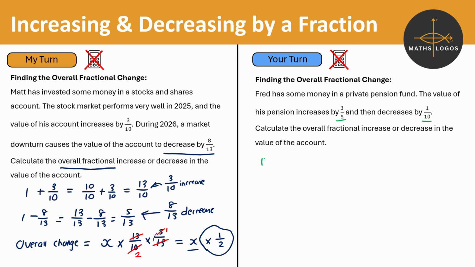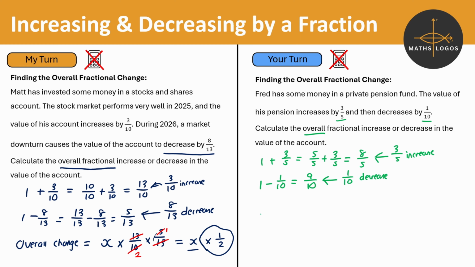Let's start off by looking at what fraction represents a 3/5 increase. So we start with 1, we add on 3/5. 1 is 5 over 5, adding on my 3/5. That gives me a fraction of 8/5. So this represents a 3/5 increase. It then decreases by 1/10. Let's work out what fraction that is represented by. So 1 subtract 1/10 is 9/10. So this fraction here represents a 1/10 decrease.